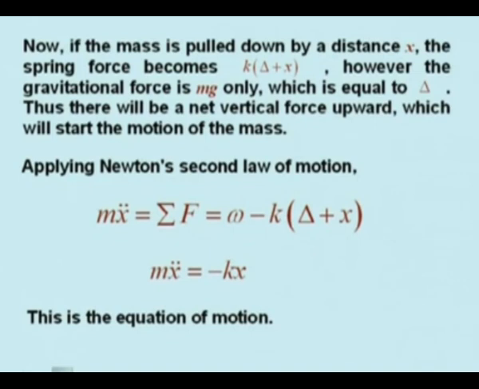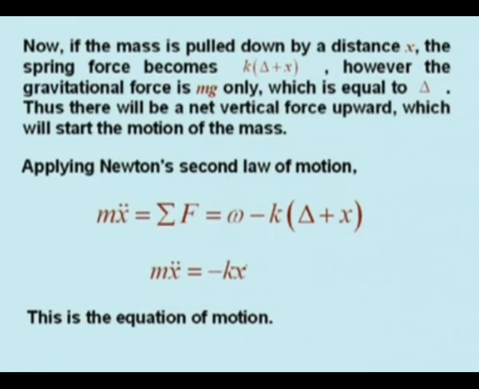Now if the mass is pulled down by a distance x, the spring force becomes K times delta plus x. However, the gravitational force is mg only, which is equal to K delta. Thus there will be a net vertical force upward, which will start the motion of the mass. Applying Newton's second law of motion, mass times acceleration, m x double dot, is equal to the net force acting on the particle, that is W minus K times delta plus x, or m x double dot is equal to minus kx. This is the equation of motion.